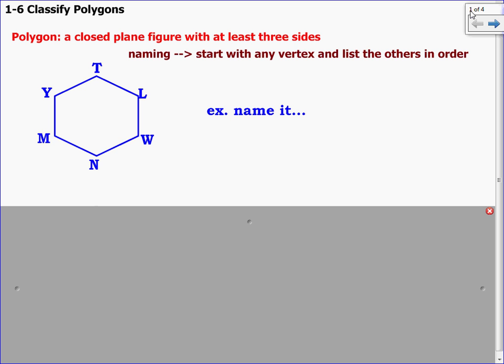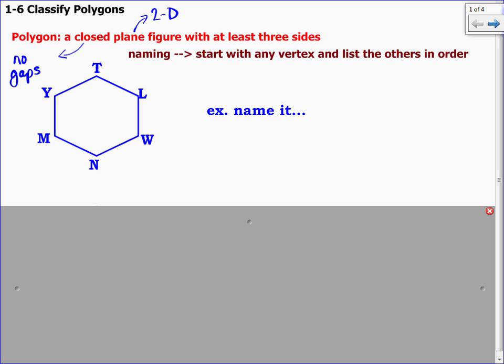It is a closed, let's write what that means. That means no gaps. Plane, we've talked about planes already. Plane just means it's a flat surface or it's two-dimensional. Figure with at least 3 sides. There can't be any curves on a polygon, so a circle is not considered a polygon. It has to have straight edges.